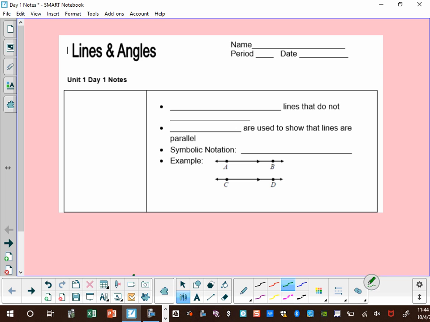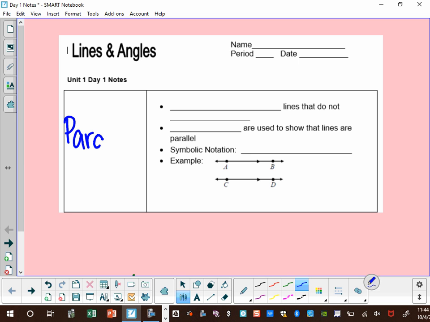So, lines and angles, this unit, I know I say that all of them are hard, but it's only because of the vocabulary, alright? There's like 4 essential words that we have to know for this unit that we use for the rest of the year. Alright, so make sure you're writing down exactly what I'm writing. Alright, the first one is parallel lines.